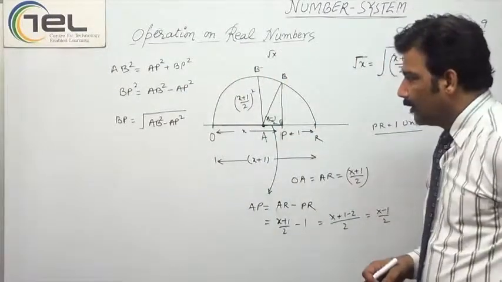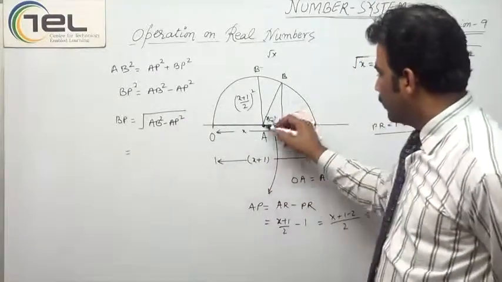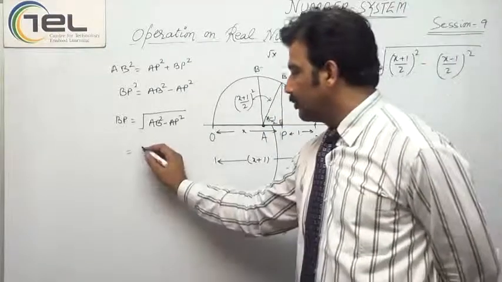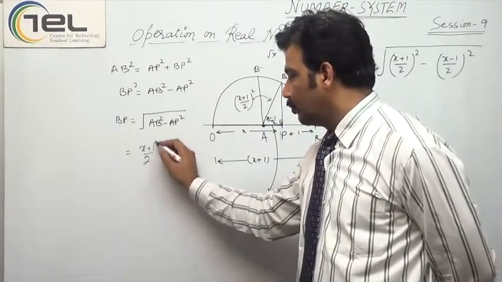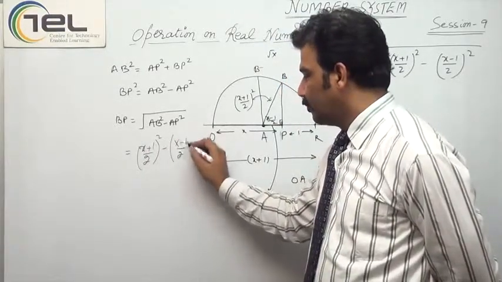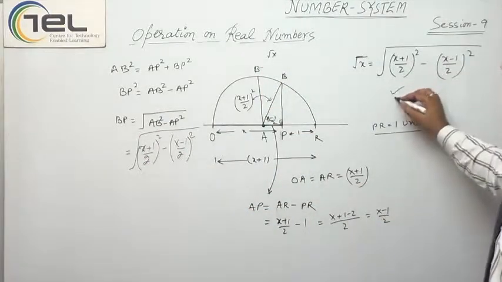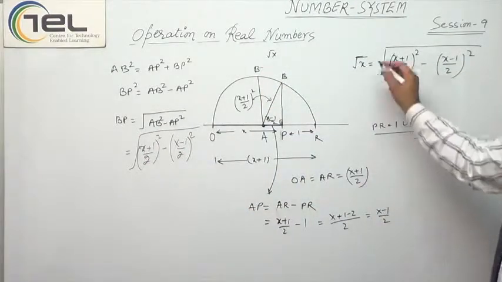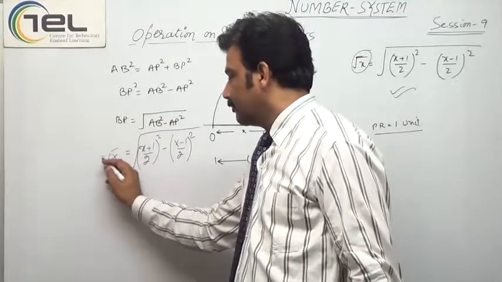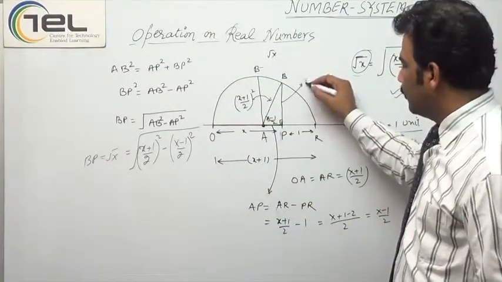Check. Now AB square, what we have, this is the same as (x plus 1) by 2 whole square, and this is (x minus 1) by 2 whole square, and this under root. According to the formula which we have here, this is equal to root x. So BP is nothing but root x.